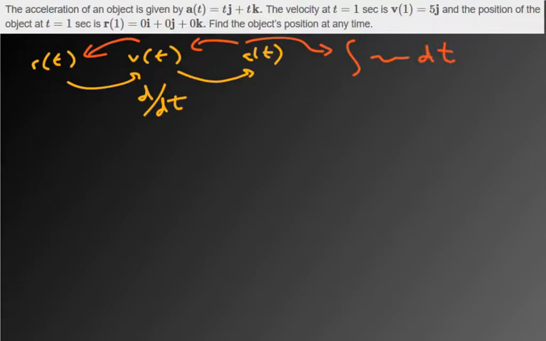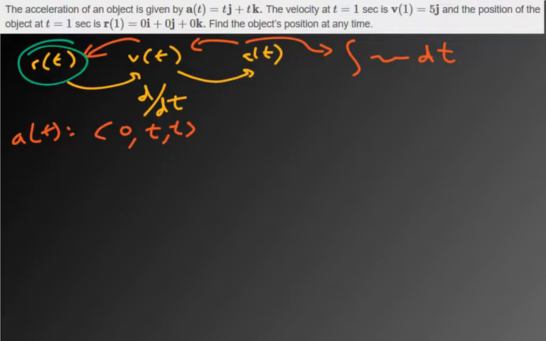I could give you a question like this, where I give you the acceleration of an object as 0 in the i, t in the j, and t in the k. Then I tell you the velocity at time t is a certain vector, and the position of the object at time t is a certain vector. Then I want you to find the object's position at any time, so basically I want to know what is r of t for all t. So it's just an integral problem.